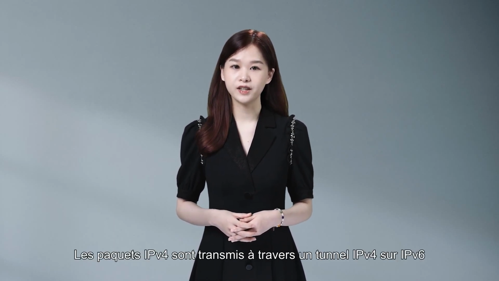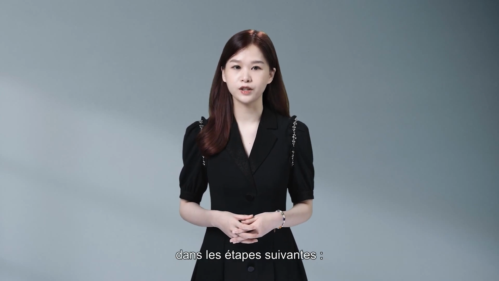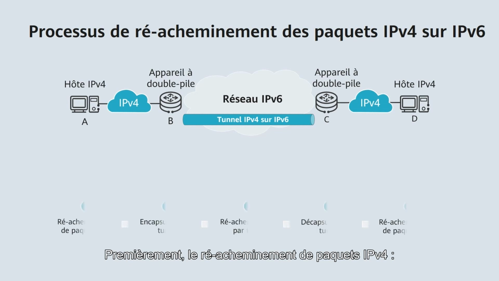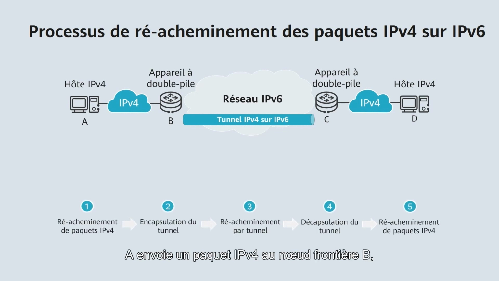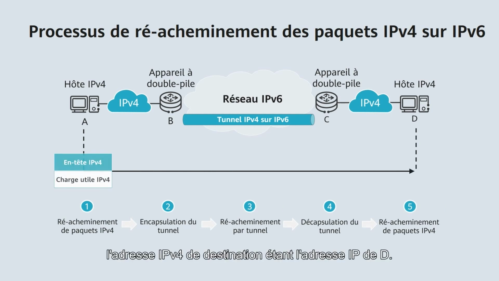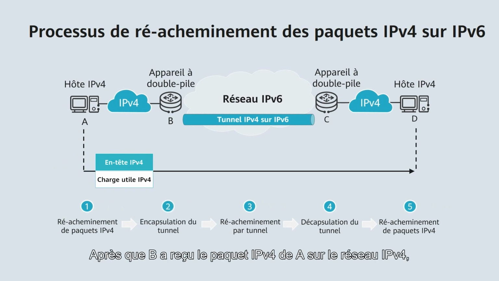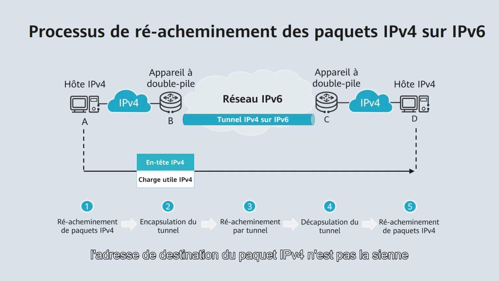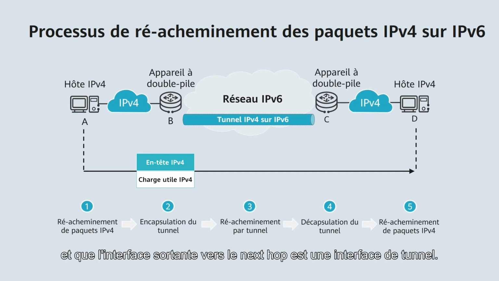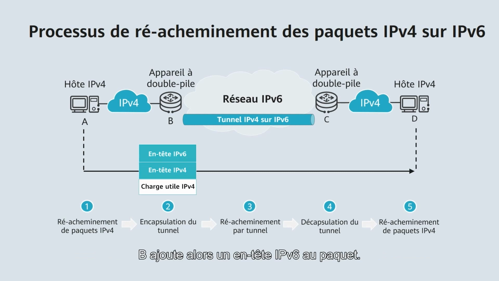Next, let's look at how packets are forwarded over an IPv4 over IPv6 tunnel. IPv4 packets are transmitted through an IPv4 over IPv6 tunnel in the following phases. First, IPv4 packet forwarding. A sends an IPv4 packet to the border node B, with the destination IPv4 address being the IP address of D. Second, tunnel encapsulation. After B receives the IPv4 packet from A on the IPv4 network, B finds that the destination address of the IPv4 packet is not itself, and the outbound interface to the next hop is a tunnel interface. B then adds an IPv6 header to the packet. B encapsulates its own IPv6 address into the source address field, and the IPv6 address of the peer border node C into the destination address field.